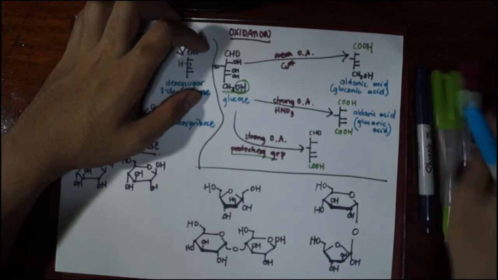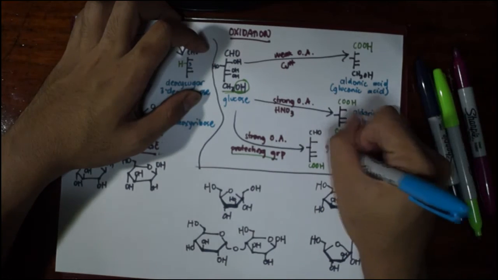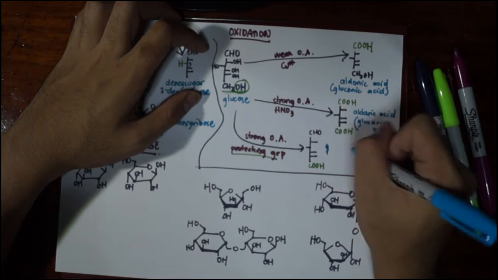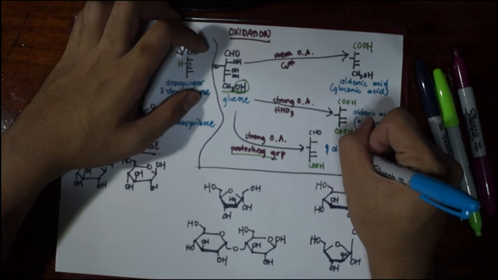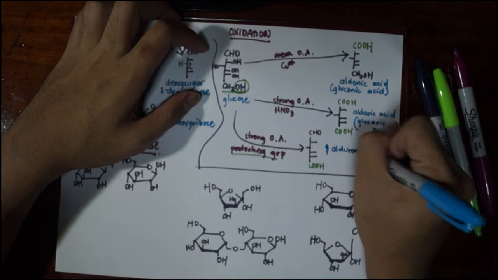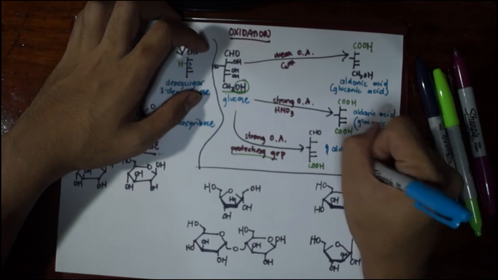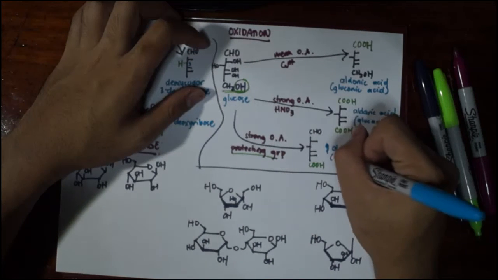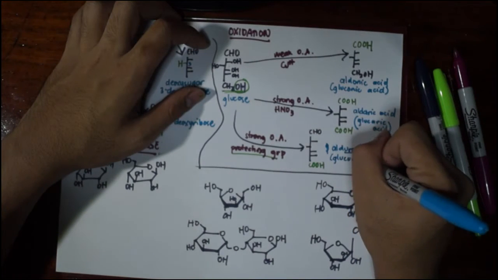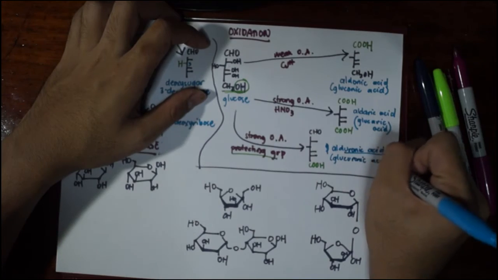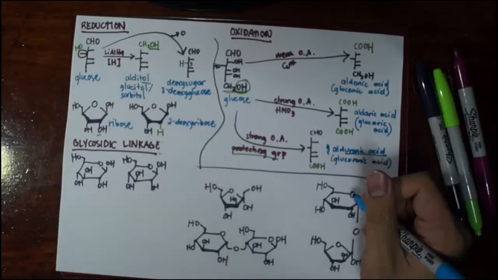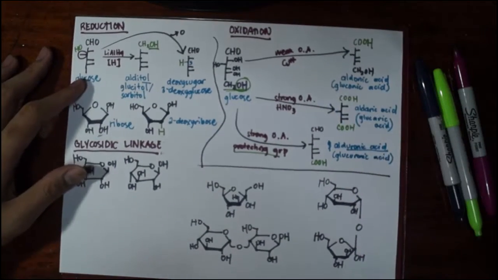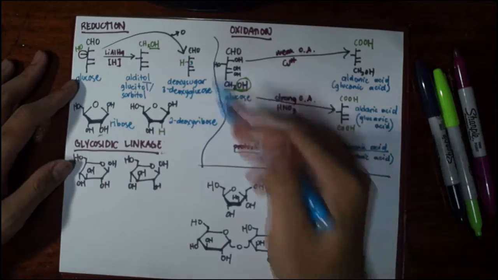And the name of this, in general, is an alduronic acid, or simply a uronic acid. And the name of this uronic acid, if it came from glucose, is glucuronic acid. Alright. But oxidation does not only happen in the linear forms of a monosaccharide.